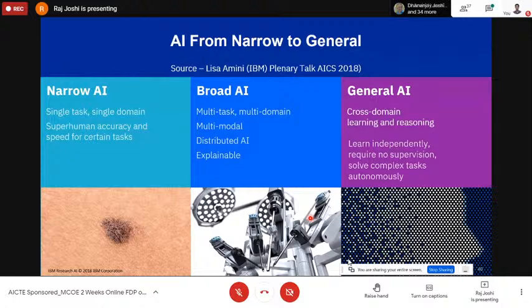Now, broad AI is multitasking, multi-domain, multimodal, distributed AI because there are multiple agents working at it, and also it should be explainable. And then general AI, okay? So general AI, that's the part which we are trying our best. We are into broad AI so far, but we are trying cross-domain, learning independently, requires no supervision, solve complex tasks autonomously. These are the kind of things now playing a significant role. And that's what we are doing now.